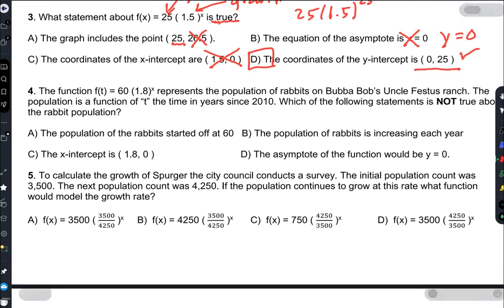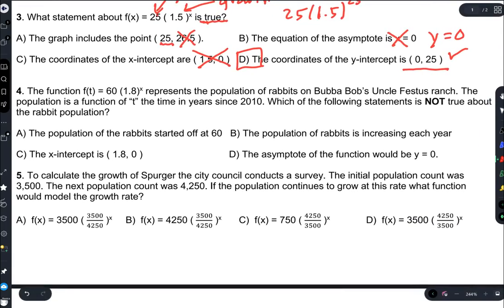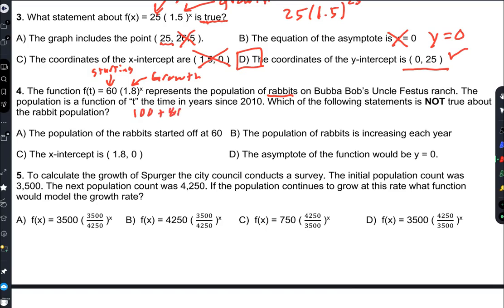Number 4, okay? So we have the function 60 parentheses 1.8 to the x. This is the starting amount, right? This is how many rabbits we start off with. And this is the growth. They're not going down, they're growing up. And 1.8 would be 100 plus 80, which would equal 180. That would be the 1.8. So my percent increase is 80%.